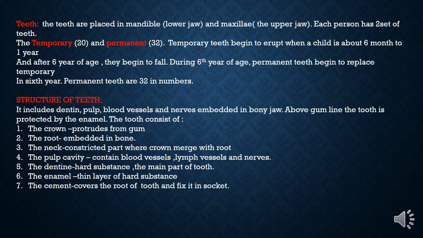Structure of the teeth: it includes dentine, pulp, blood vessels, and nerves embedded in the bony jaw. Above the gum line, the tooth is protected by enamel. The tooth consists of the crown, which protrudes from the gum, and the root, embedded in the bone. Neck is the constricted part where the crown merges with the root. Pulp cavity contains blood vessels, lymph vessels and nerves. Dentine is the hard surface, the main part of the tooth. Enamel is the thin layer of hard substance. Cement covers the root of the tooth and fixes it in the socket.